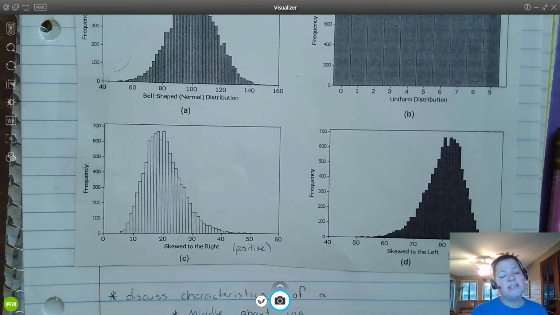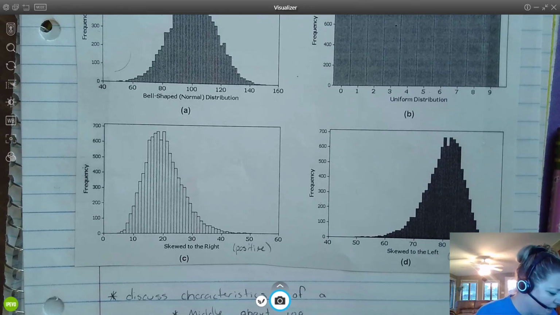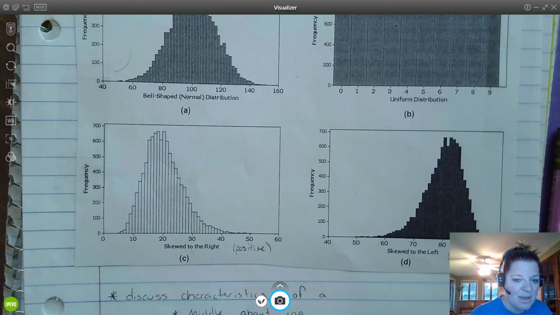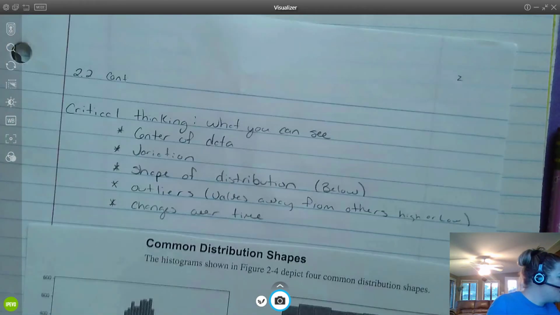So if you see data and the tail is to the right, then it's skewed to the right. Oh goodness. Okay, so let's take a second.